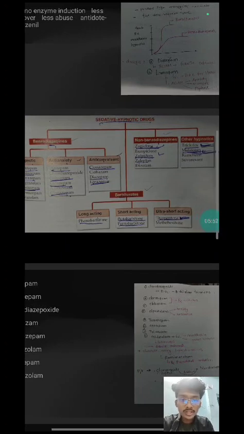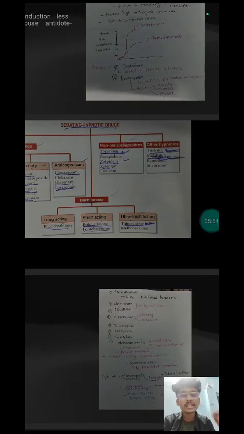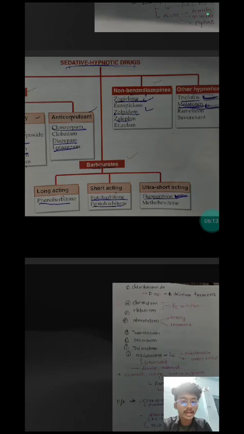Now, non-benzodiazepine drugs also act like benzodiazepines, but are not benzodiazepines. These are called Z drugs in the classification: zopiclone, zolpidem, zaleplon. Other hypnotics are triclofos, melatonin, ramelteon, suvorexant, which we will discuss further. Barbiturates are of three types. Long acting, we only see phenobarbital. Short acting, butobarbital and pentobarbital. Ultra short acting, thiopentone and methohexitone.